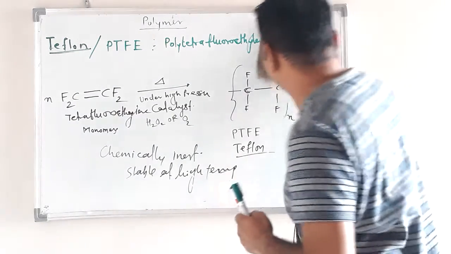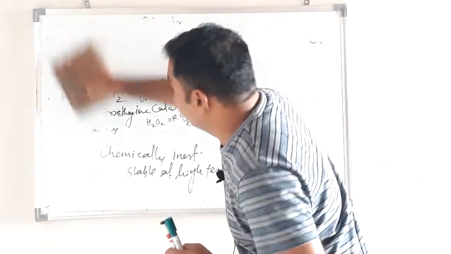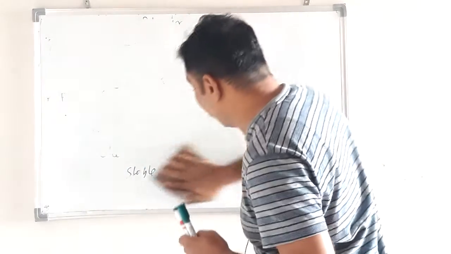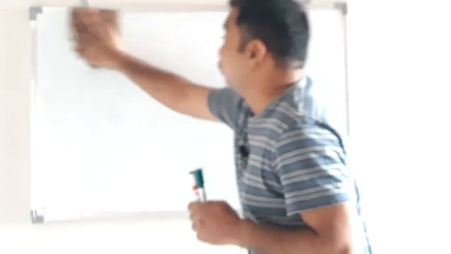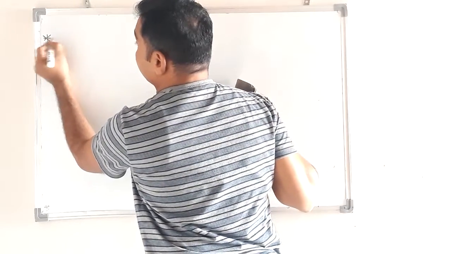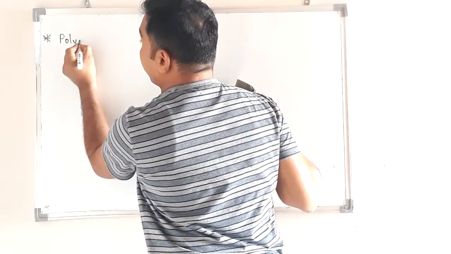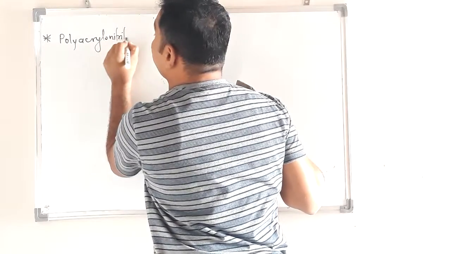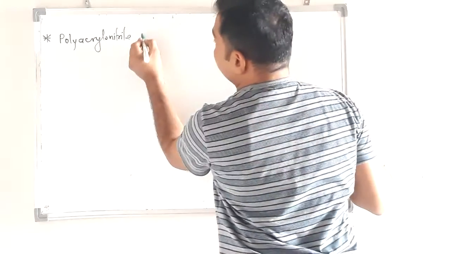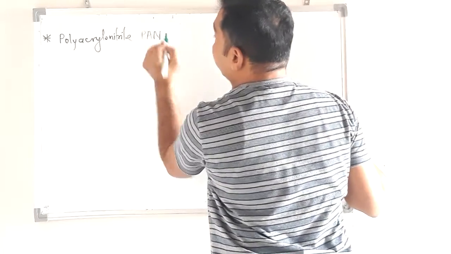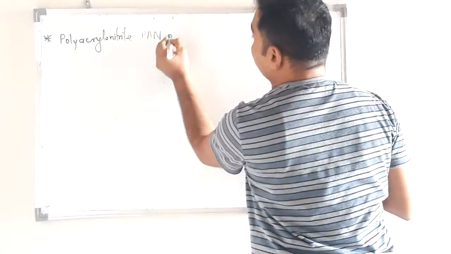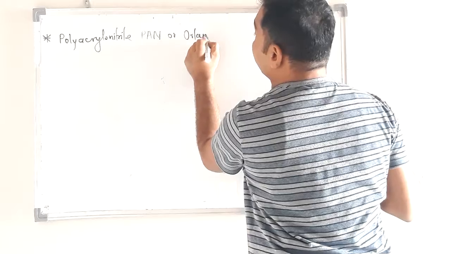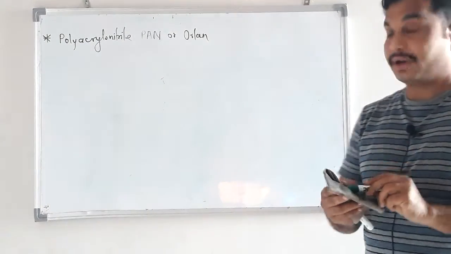Welcome student. Now we are going to discuss the next polymer, polyacrylonitrile, or simply PAN or Orlon. It is also known as Orlon.